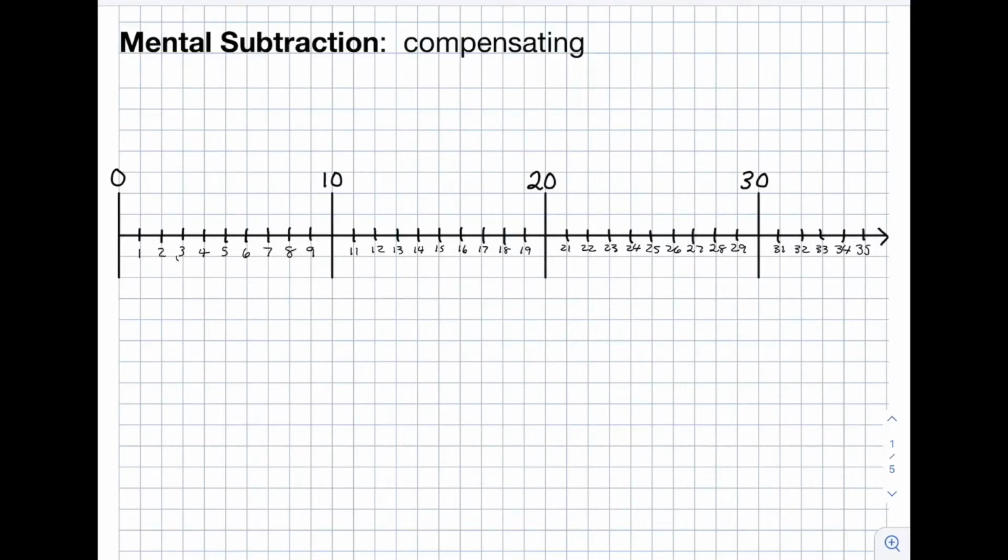In this video, we'll be working with the mental subtraction strategy known as compensating. This is a really neat strategy because as soon as you can visualize it with a number line, it makes a whole lot of sense. Before we get to our mental subtraction, let's examine how we'll be using our number line.